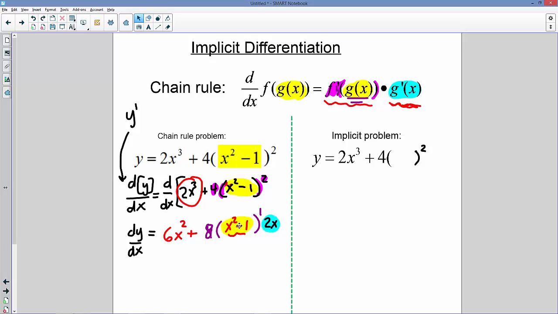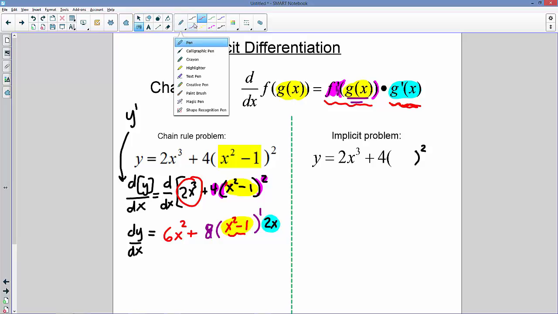And you can distribute and keep going, and I would normally, but I'm going to leave it here because that's all I need to know in order to do implicit differentiation, okay?